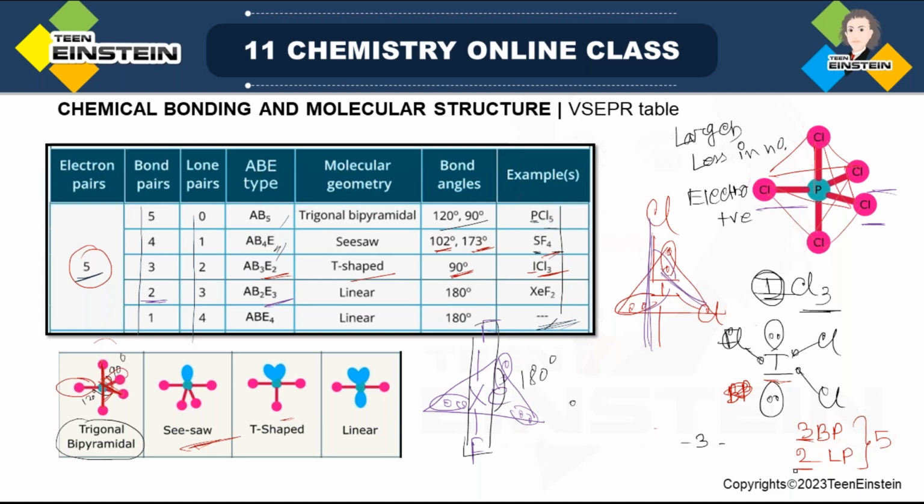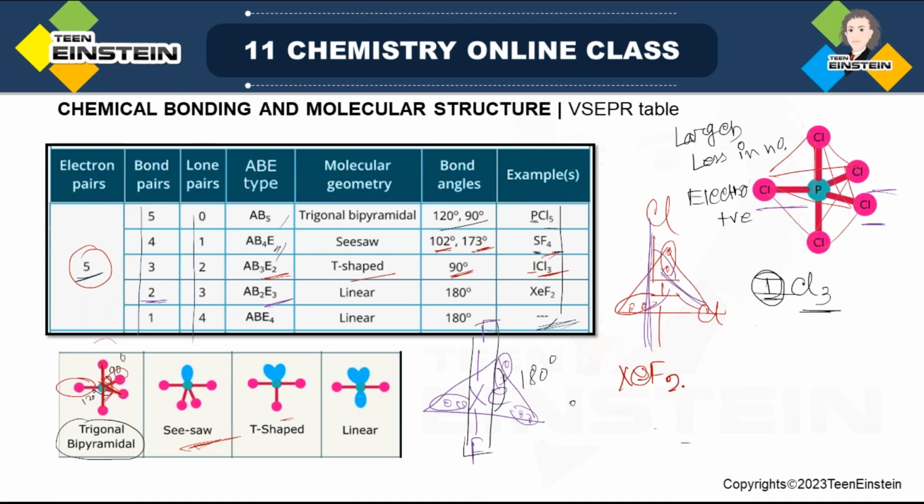So the same thing you can also do for XeF2. So let's try XeF2. Suppose you do not know the geometry. For Xe, as it is from group 18, valence electron will be 8. Now out of 8 valence electrons, as there are 2 fluorine atoms, you have to consider 2 xenon-fluorine bonds. So 2 electrons will be used up in bond formation. Remaining electrons 6, that means a total of 3 lone pairs.